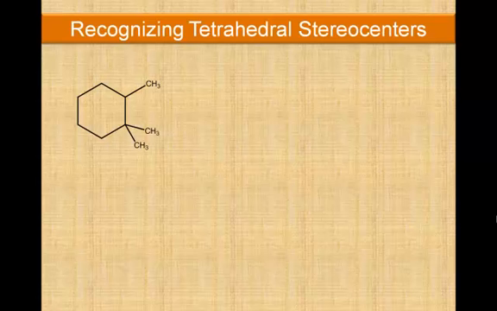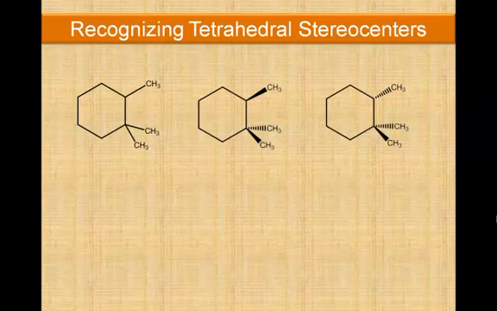This time we have a tri-substituted cyclohexane, and I have one carbon that's showing 3 bonds and one carbon that's showing 4. But this carbon that's showing 4 bonds has 2 methyl groups, so it has 2 groups that are identical, so that can't be a stereocenter. How about this carbon? Well, I have a methyl and a hydrogen, and I can draw those in the 2 possible orientations. Now I need to figure out if these 2 are superimposable.